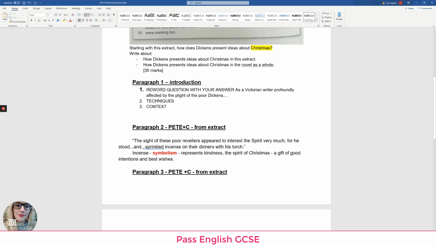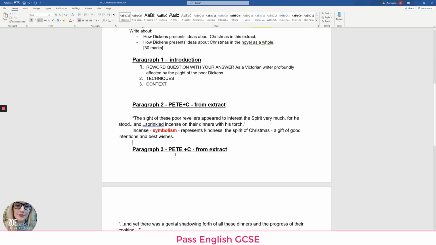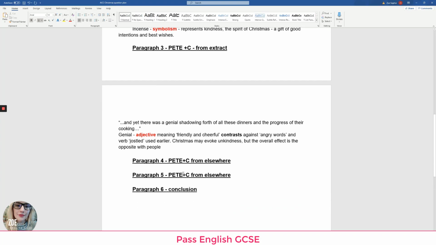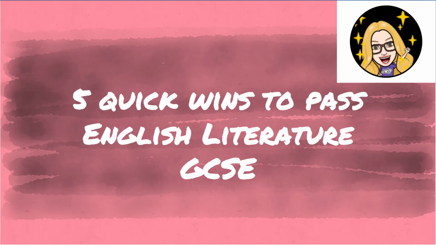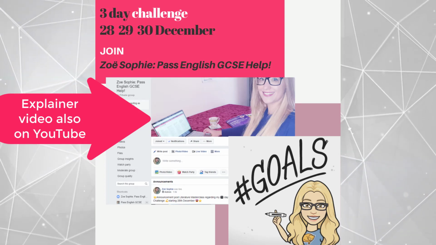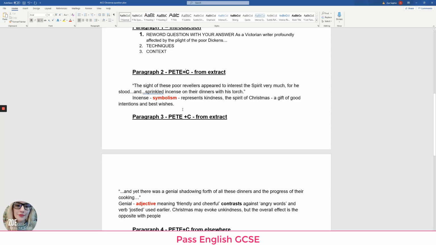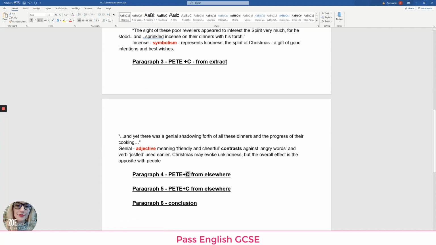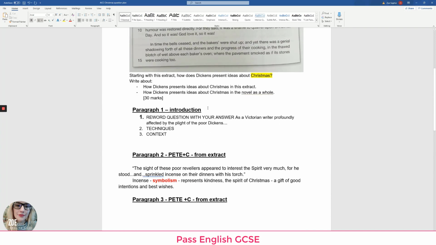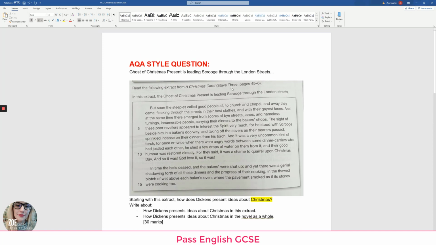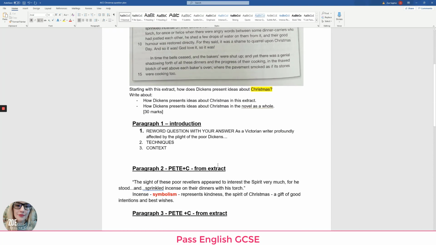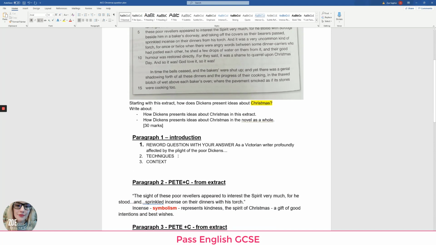Okay, paragraph 2. These are the PETER paragraphs, which, if you've seen my literature masterclass or done my 3-day challenge, I've mentioned: point, evidence, technique, explain, and context. You don't have to put context in every single paragraph, but it's good not to forget about it. In my answer, I might have done another paragraph between 5 and 6, because you've got to cover not just the extract they give you. So this one is stave 3. You probably want to do a stave elsewhere, or at least elsewhere within stave 3, not just this bit, which we've read in the previous video.